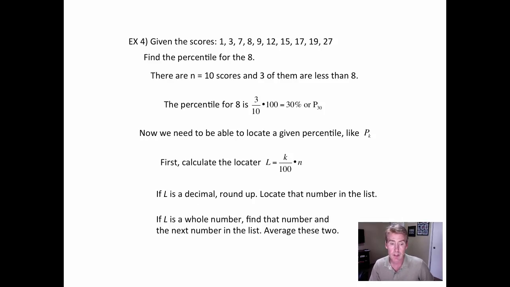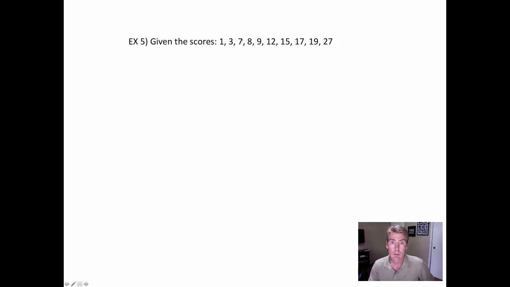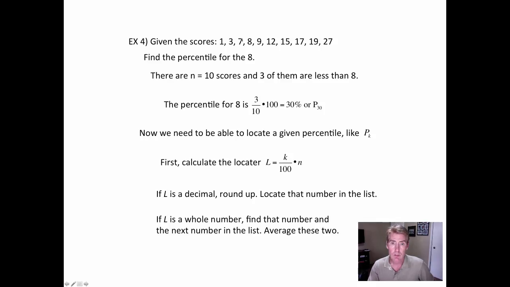Last possibility, what if it's a whole number? If it turned out to be exactly 3, then what you need to do is go to this one, which is the 3rd, and this one, which is the 4th, and then average those two, and the answer would be 7.5.